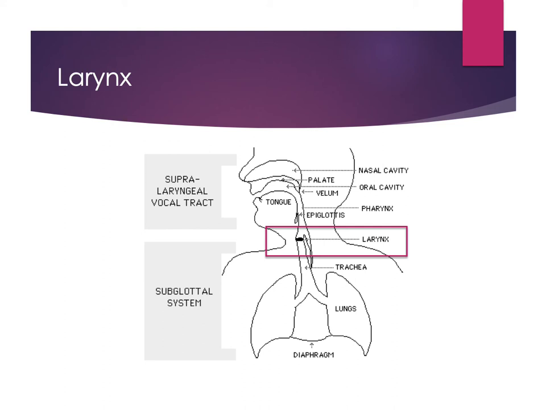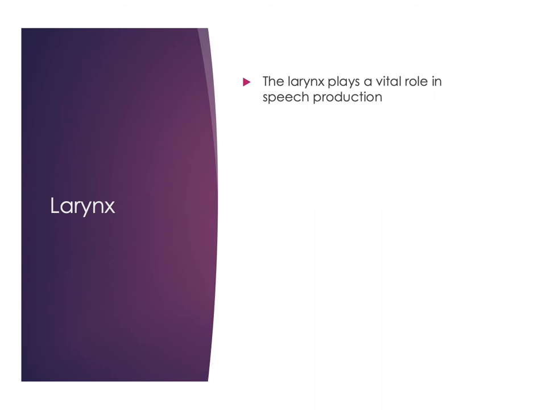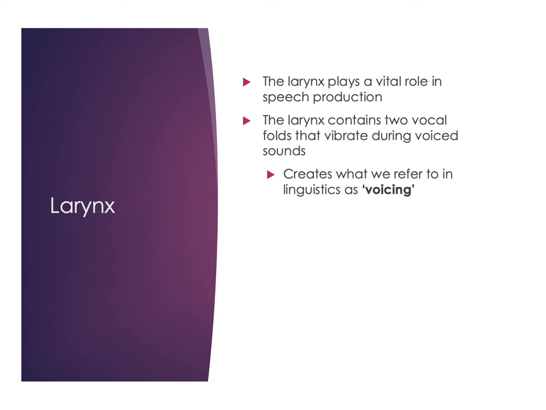So our larynx plays a very vital role in speech production because it contains our vocal folds that vibrate during voiced sounds. This is important because they're not always vibrating for every sound we're making, and this creates what we refer to in linguistics as voicing. So if we vibrate our vocal folds, we have a voiced sound. If we're not vibrating them, we would have a voiceless or an unvoiced sound.